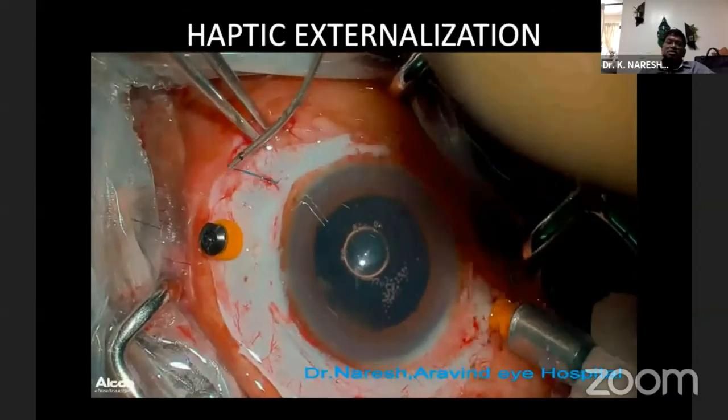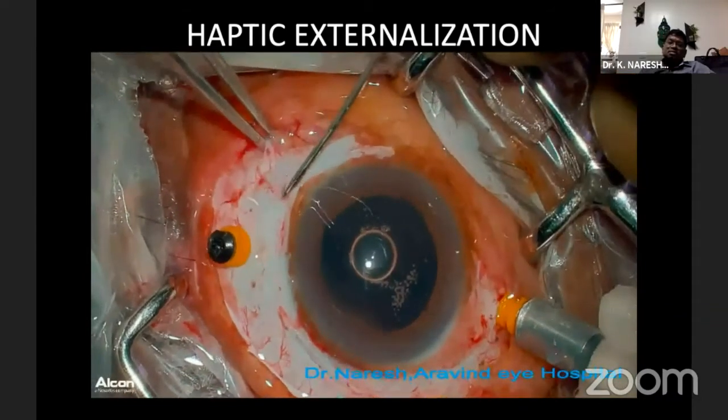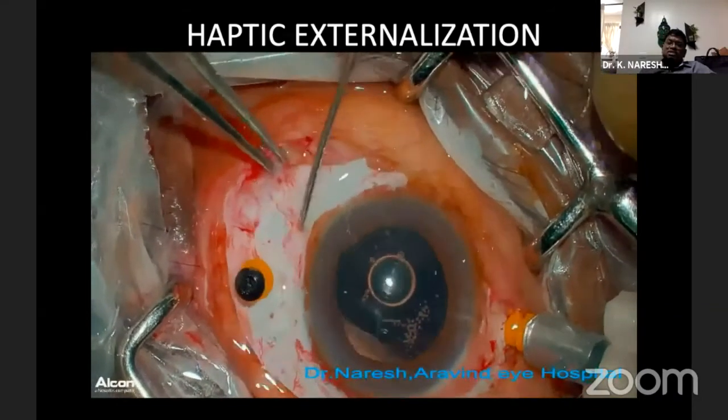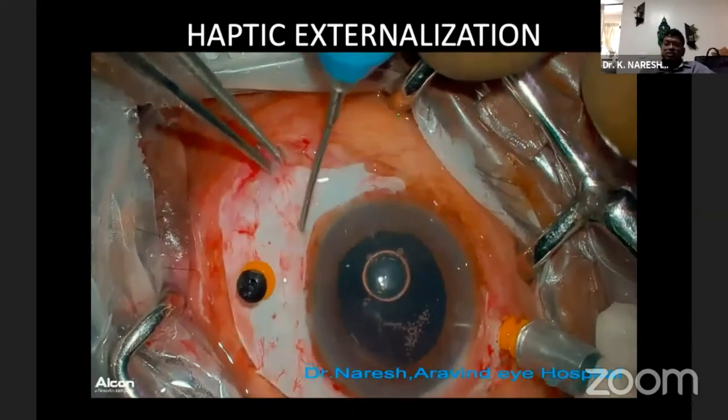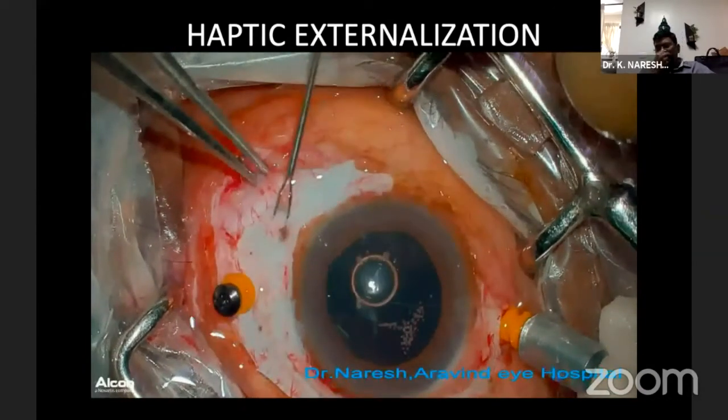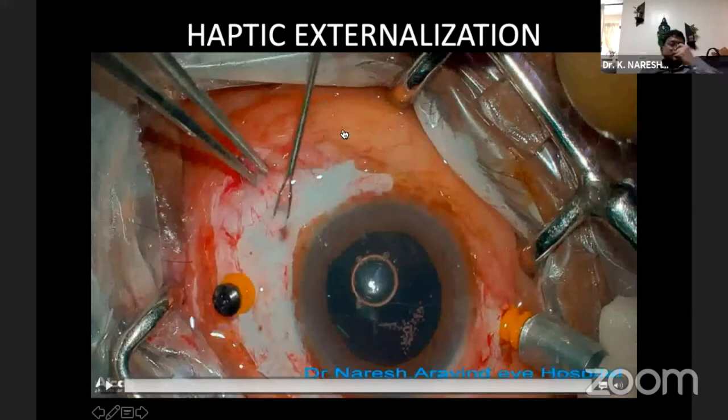The most important thing about tucking the haptic is don't tuck too much, just into the scleral pocket, hold the tip and tuck. Being a vitreoretinal surgeon, I am very comfortable putting the second haptic into the vitreous cavity so that it is easy for me to pick it from the vitreous cavity.